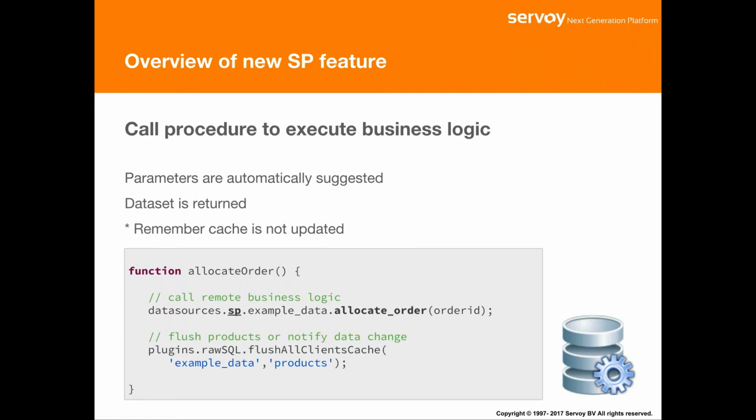We saw the example where you execute business logic. The syntax is exactly the same. In this case, we were passing an order ID, so that's going to show up as one of the parameters. And we didn't return a data set. We're not binding that result to a data source. In this case, we're just running some logic. So do remember to flush cache. It's not going to be updated automatically if tables have changed in the back end.